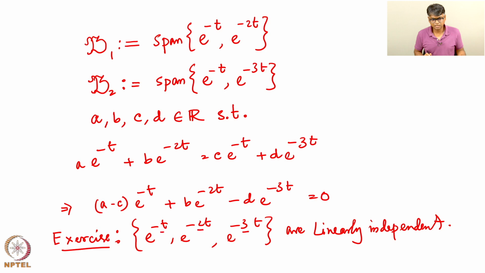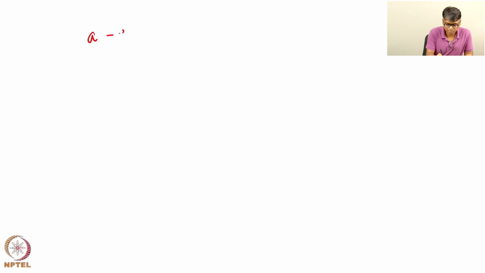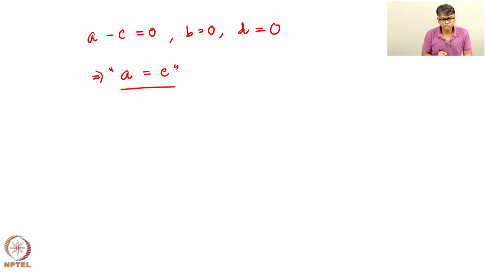Now, if these functions are linearly independent and I have a linear combination which goes to 0, this is the 0 function. It is 0 all along. I want this to be 0 for all time, because these two functions are equal for all time. So for this to be identically 0, and because these are linearly independent via the exercise, it means that these coefficients must all be 0. So a minus c must be equal to 0, b must be equal to 0, and d must also be equal to 0, which then means that we have only one possibility, that a is equal to c. So if there is something in the intersection, then it must be of this form.